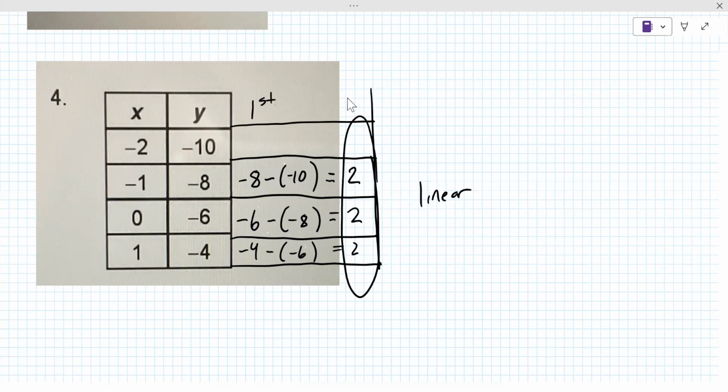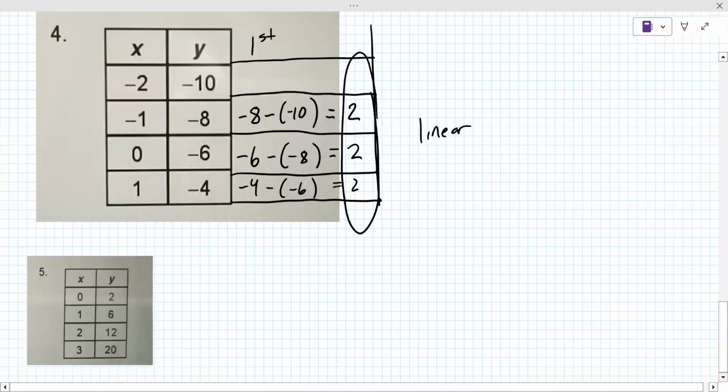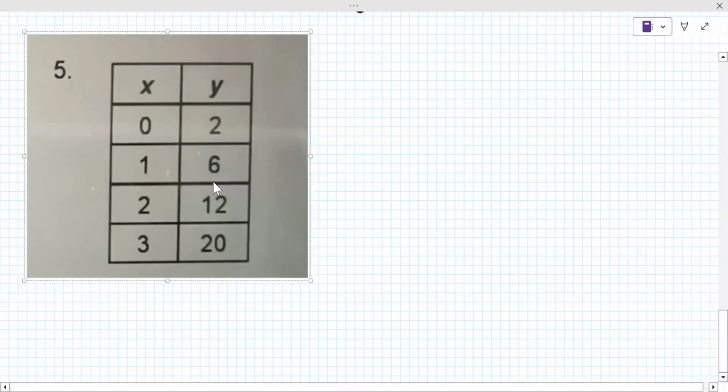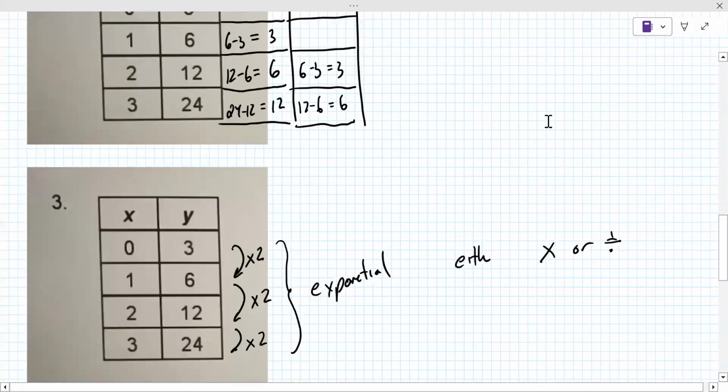Is that okay? Yeah. All right. Did you see it? Was this explained differently in class? Sort of. I didn't see the first and the second difference. Yeah, difference.